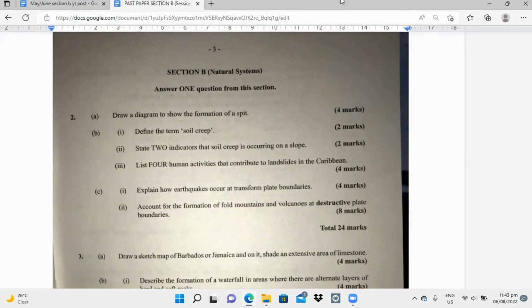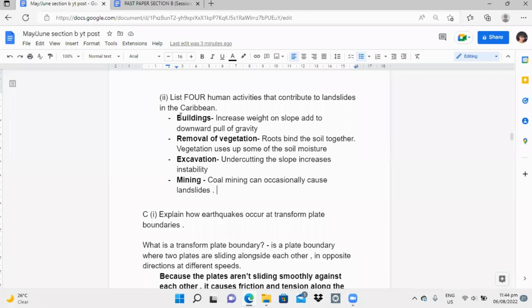Okay, so the third part to part B of question 2 asks us to list 4 human activities that contribute to landslides in the Caribbean. So the 4 human activities that we have here are buildings, removal of vegetation, excavation, and mining. So buildings increase weight on a slope and add to the downward pull of gravity.